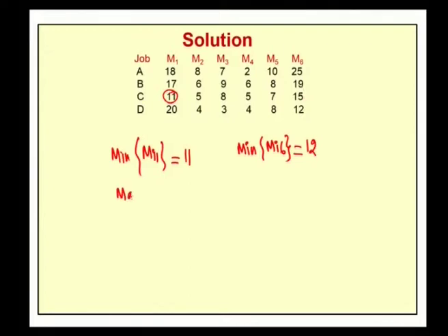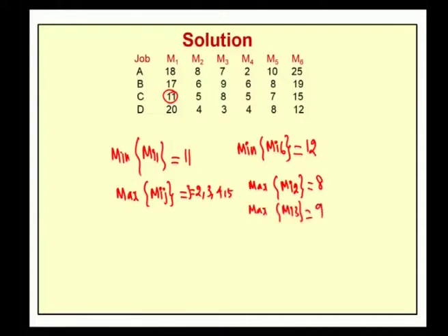Next, we have to compute the maximum value of Mij. Here j varies from 2, 3, 4, 5. So, we compute the maximum value of Mi2. The maximum processing time of machine 2 is 8, the maximum processing time of machine 3 is 9, the maximum processing time of machine 4 is 6, and the maximum processing time of machine 5 is 10.